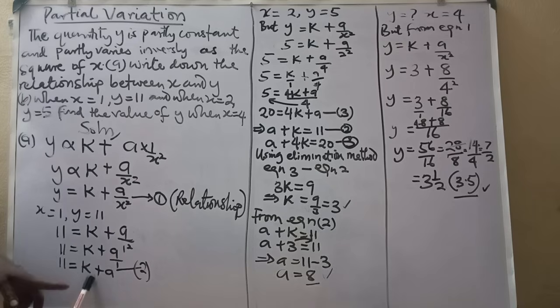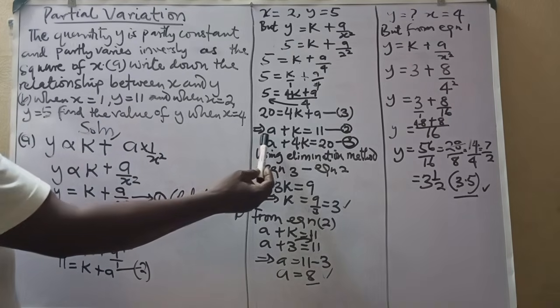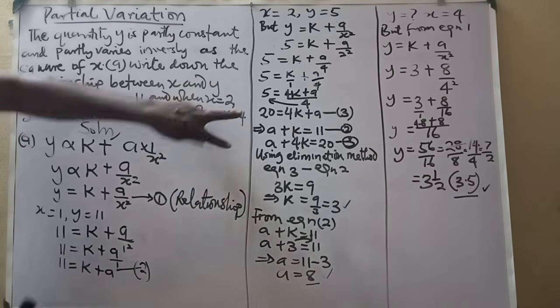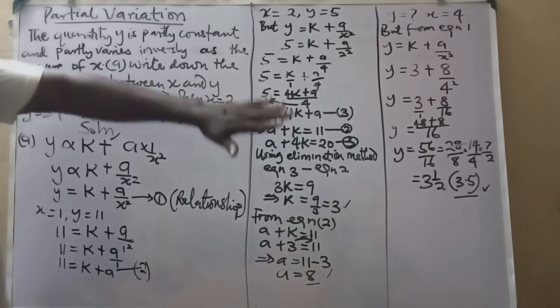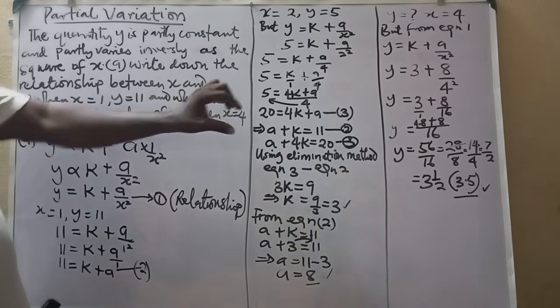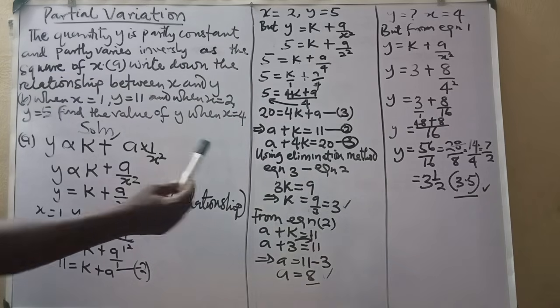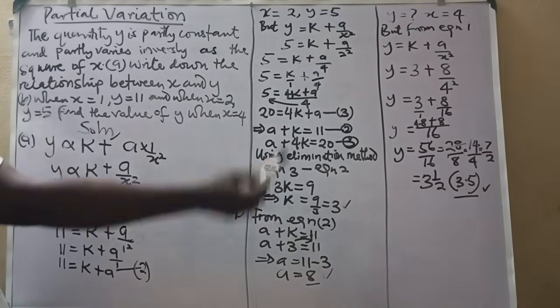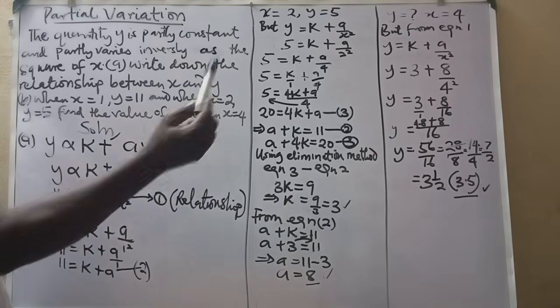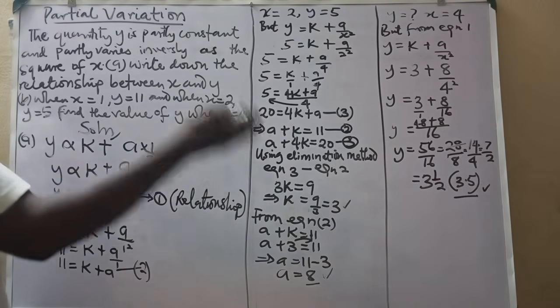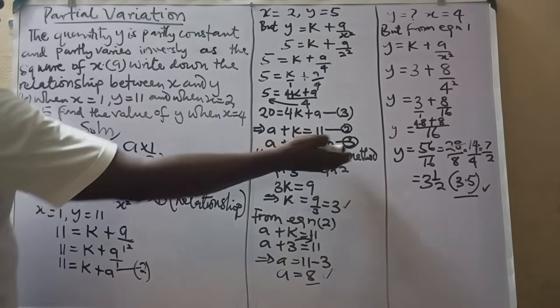Then we have already formed here in our equation 2. You can see here that equation 2 is here, equation 3 is here. We have brought the two of them as simultaneous equations. In all partial variation, you must arrive at this point to solve for your two constants. Now, in solving simultaneous equations, we have two methods: the elimination method and the substitution method. For time, I'm just looking at the elimination method.